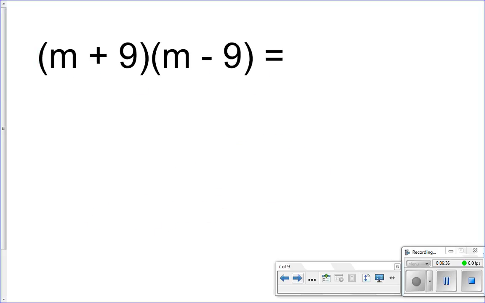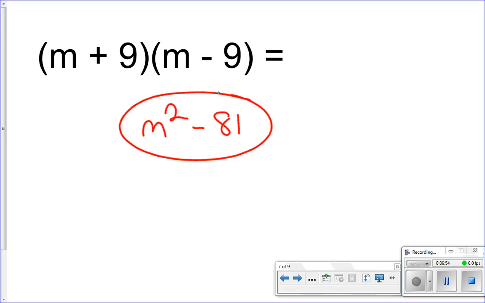So try this one, the difference of squares, m plus 9 times m minus 9. So the difference of squares would be m squared minus 81, because 9 squared is 81.